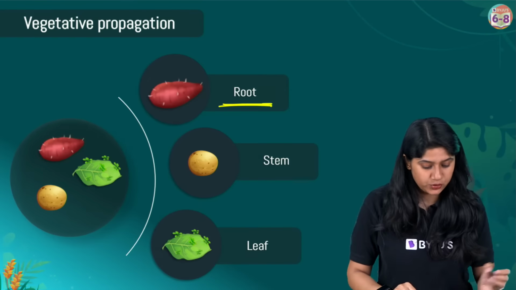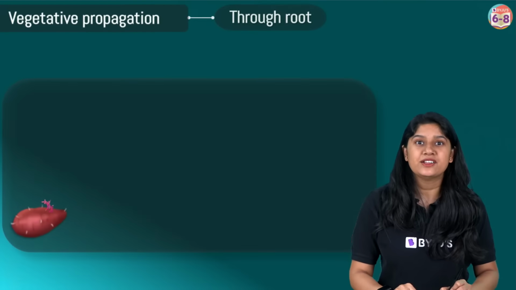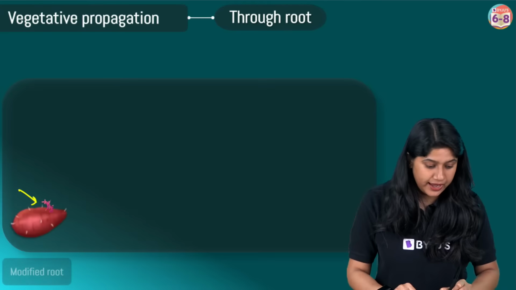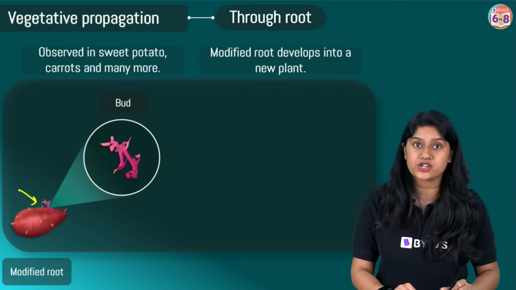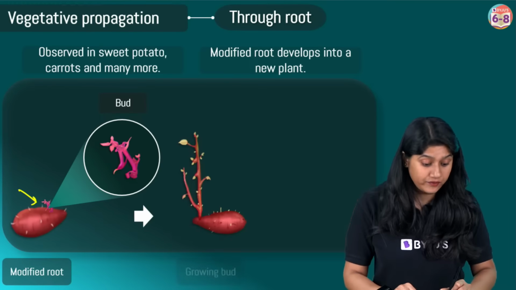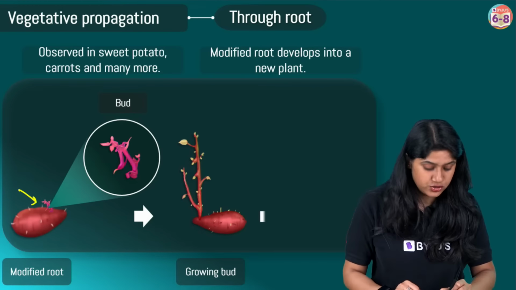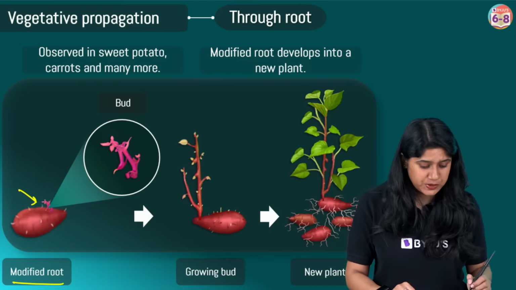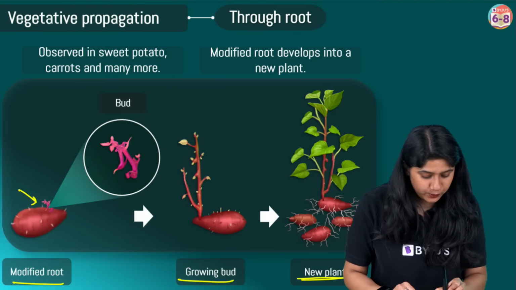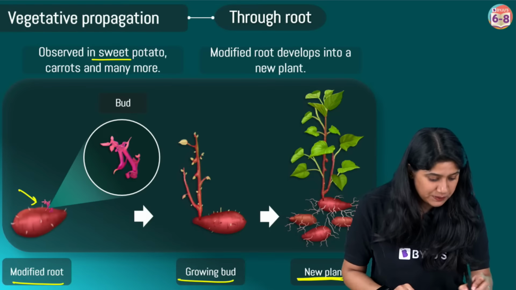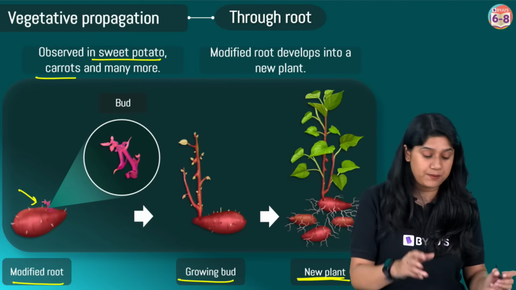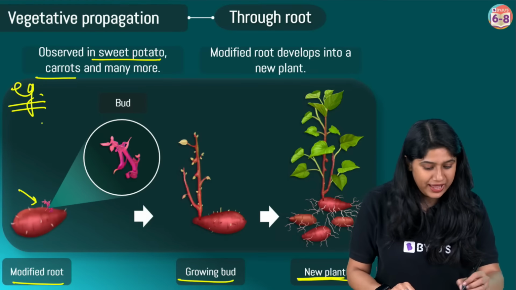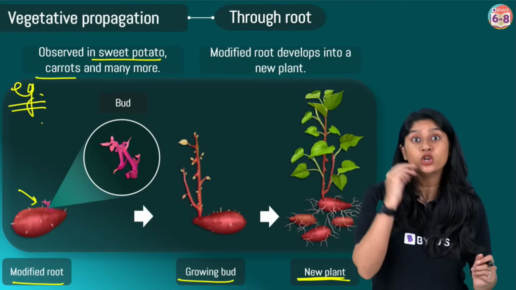So when we discuss the roots, here we have a very easy and super important example. We can see this is a root, and slowly we'll see the modification, the formation of a bud, and this bud will be able to generate a new plant altogether. Over here we have a sweet potato. We can see a growing bud, and over here we have a new plant. So we have a sweet potato, and of course we have the carrot also. These are the examples. Please make sure you remember the examples because that will be helping you in the examination. And this is how we'll see vegetative propagation through roots.